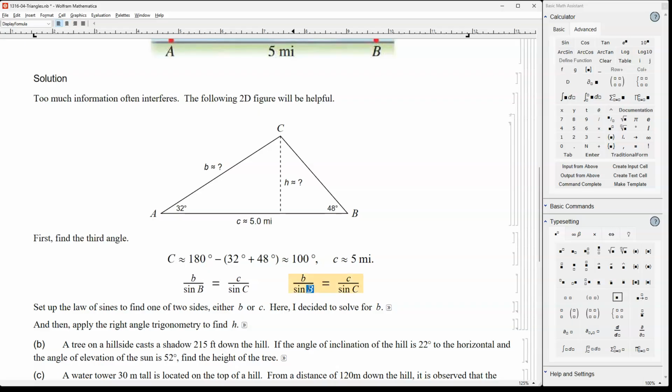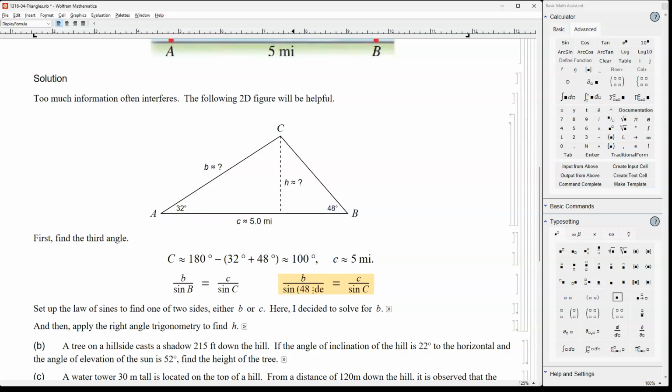Alright, and then let's put in some numbers. So, angle B is 48 degrees. Angle C is 100 degrees. And c is about 5 miles. And b, that's the question. Now all these are observations, measurements, so none of them is accurate.